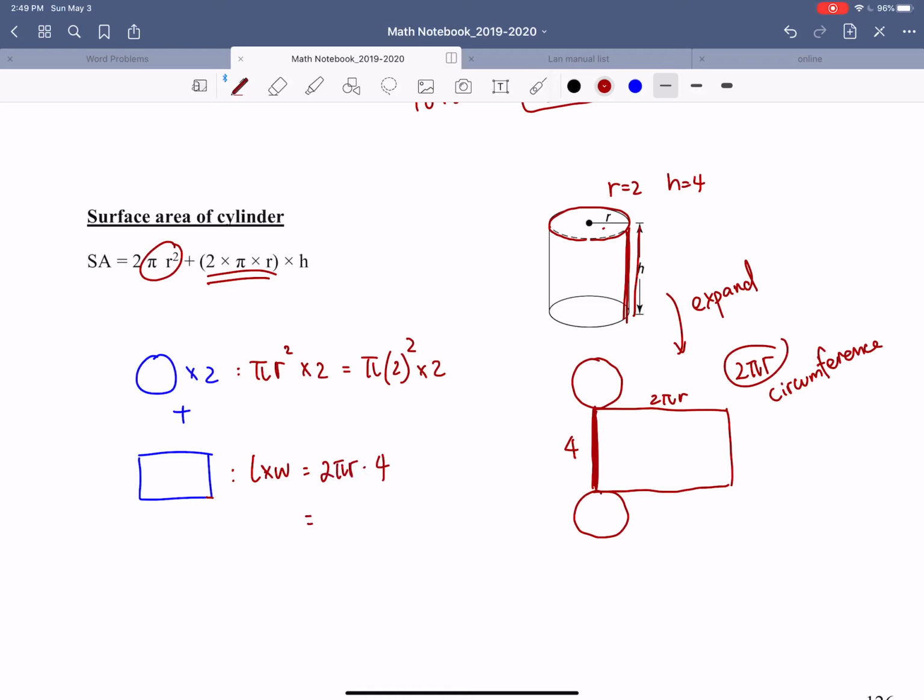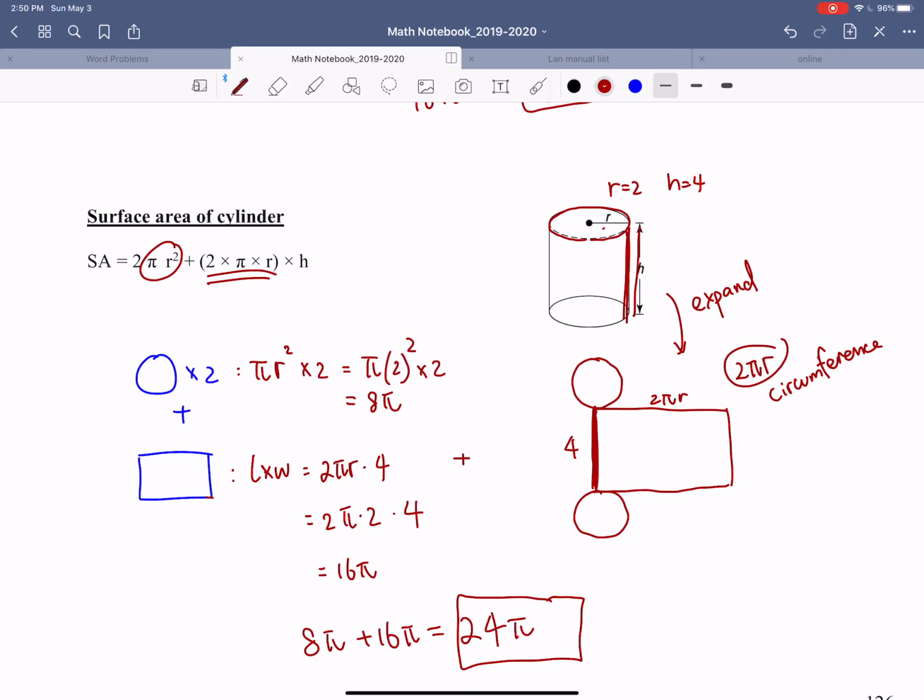Do we know r? Yes, r is 2, so we plug it in: 2 times pi times 2 times 4 gives the answer. This part is 4 pi, and 4 pi times 2 is 8 pi. Here 2 times 2 gives you 4, and 4 times 4 gives you 16 pi. You have to add them together: 8 pi plus 16 pi gives you 24 pi. Let's assume it's centimeters squared.